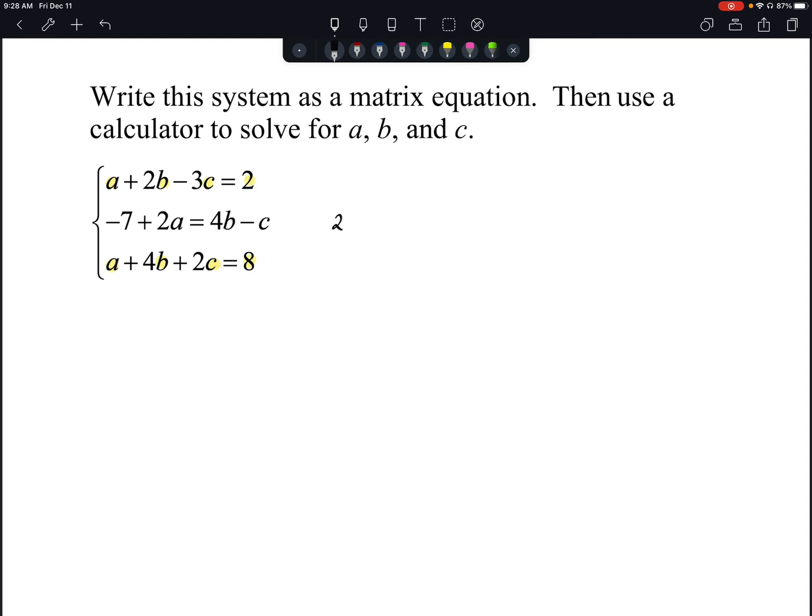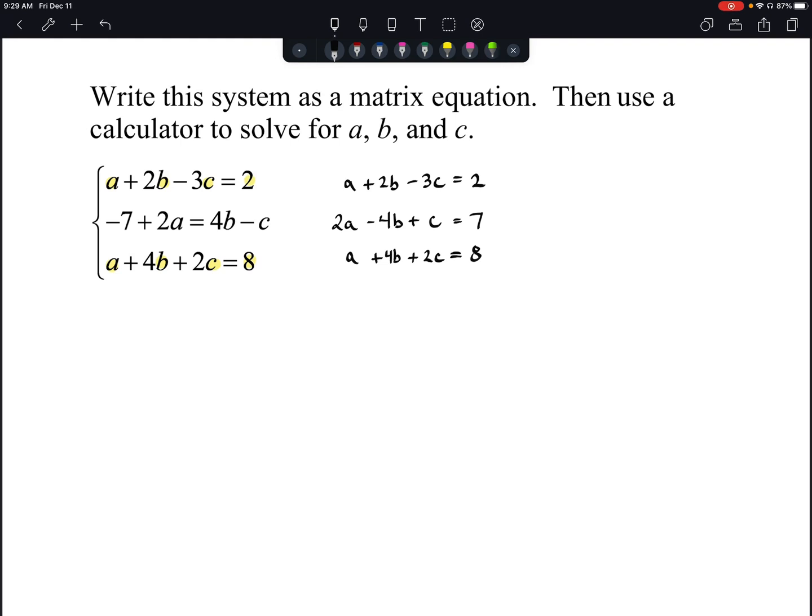So it looks like we'd have 2A. I'd have to subtract across a 4B, so 2A minus 4B. I'd have to add a C, and then move my 7 to the other side. Okay, and then I'll just recopy the rest of them down. A plus 2B minus 3C equals 2. And then we have A plus 4B plus 2C is equal to 8.